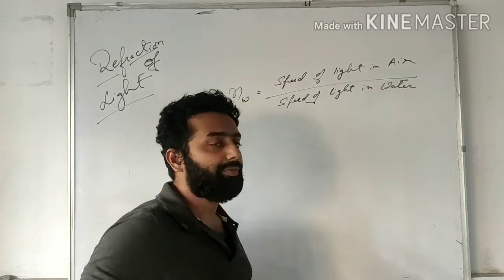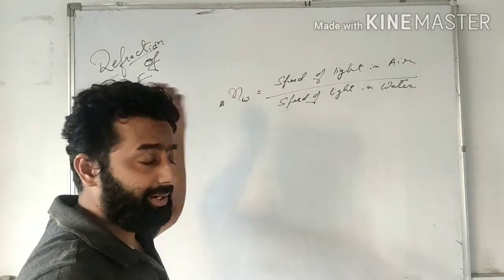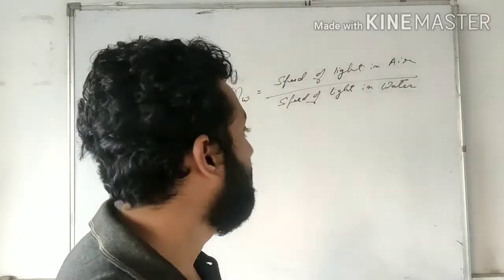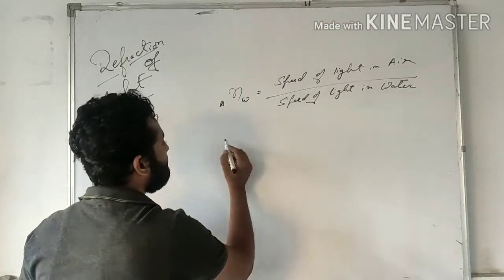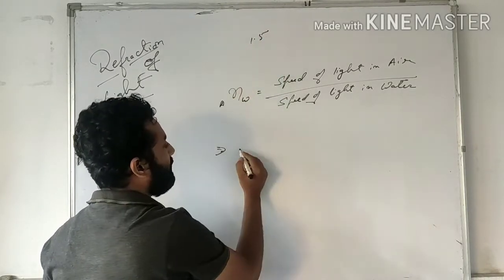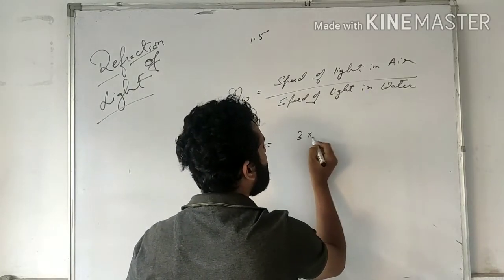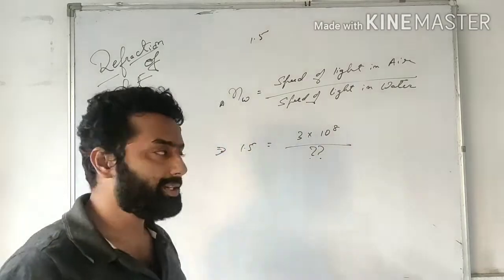Now, if we know the refractive index of water with respect to air, or simply if we know the refractive index of water, we can easily calculate the speed of light in water. How? Let us say the refractive index of water is 1.5. So, it will be 1.5 and the speed of light is 3 into 10 to the power 8. So, we can easily calculate this by cross multiplication.